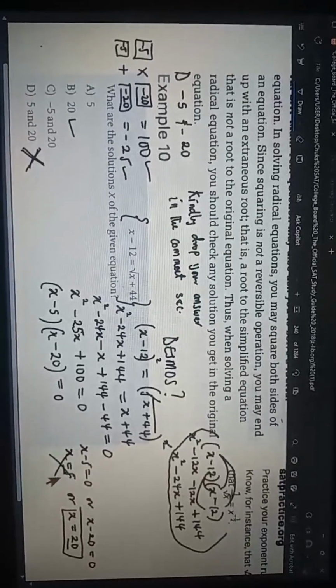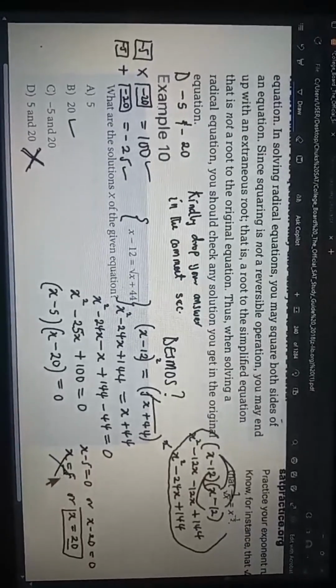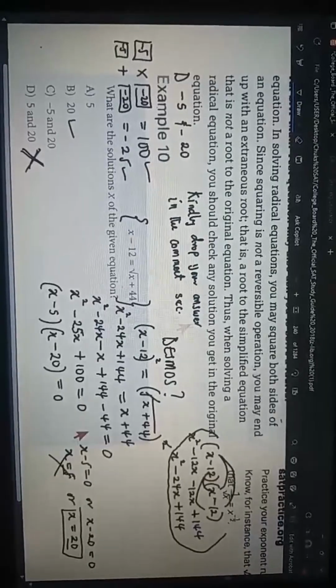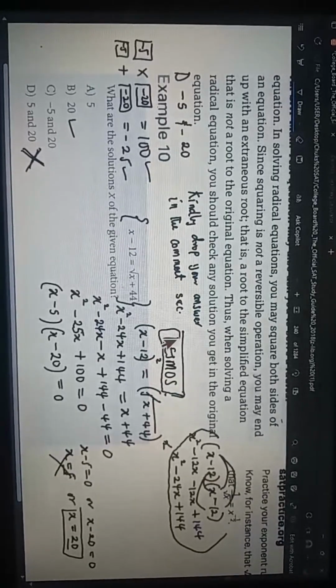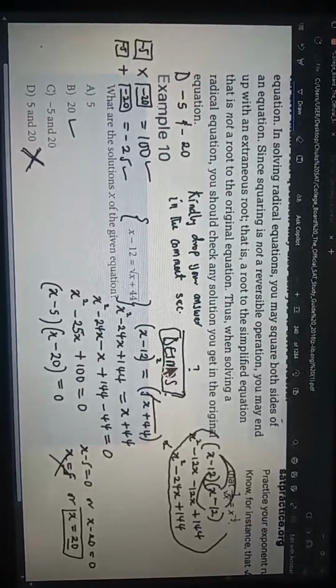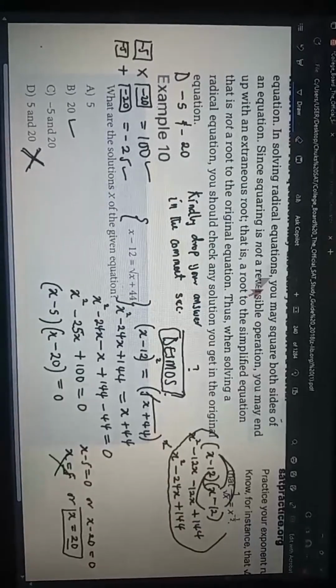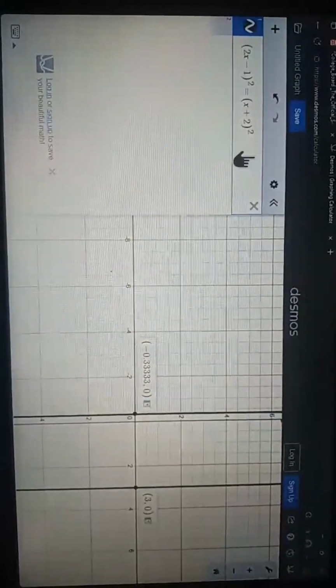So guys, that's how to solve this problem manually. Now let us see how we can solve this problem using the Desmos graphing calculator. The Desmos graphing calculator will make it a lot easier for us. So let us go over to the Desmos graphing calculator.